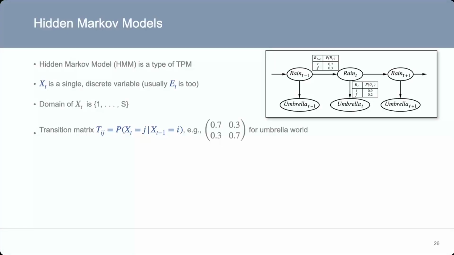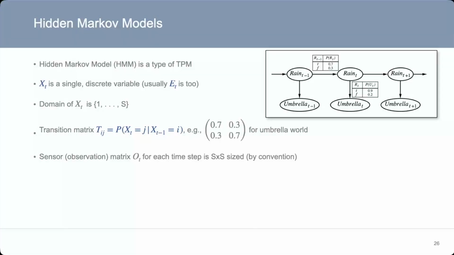In HMMs, the transition matrix T specifies the transition probabilities such that Tij is the probability of Xt being j given Xt minus 1 is i. For example, for the umbrella world we have seen before, one can write the transition probability as given in the slide.